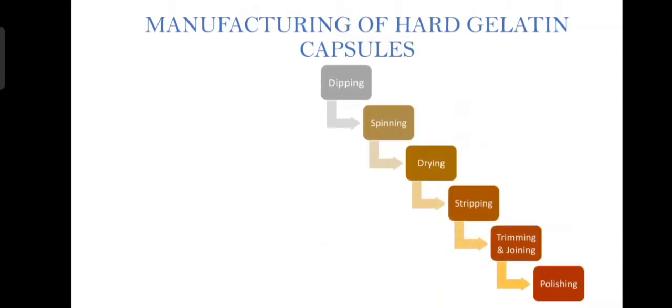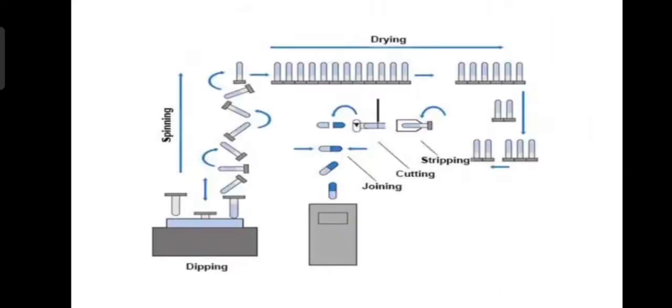So now let's see the manufacturing part of the capsule. Manufacturing of hard gelatin capsule consists of 6 stages. The first one is dipping, second one is spinning, third one is drying, fourth one is stripping, fifth one is trimming and joining, and sixth one is polishing. In this diagram, we can see different stages from dipping to joining. This is a schematic representation of manufacturing of capsule.